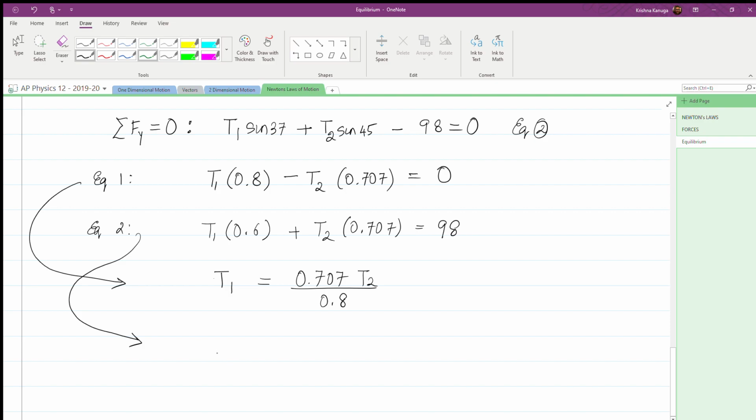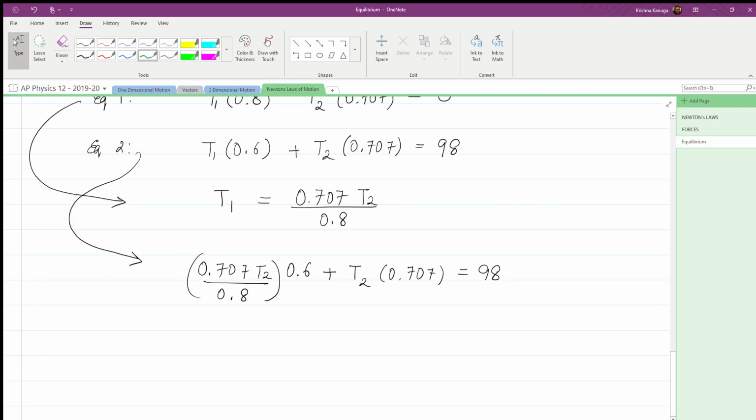Now, in the second equation we can replace T1 in it. So T1 was 0.707 times T2 divided by 0.8. We'll multiply this by 0.6 and then plus T2 times 0.707. All this is equal to 98. So at this point, go ahead and calculate. You can rewrite the first term as T2 times 0.707 times 0.6 divided by 0.8, and you should end up with, let's go ahead and calculate it.